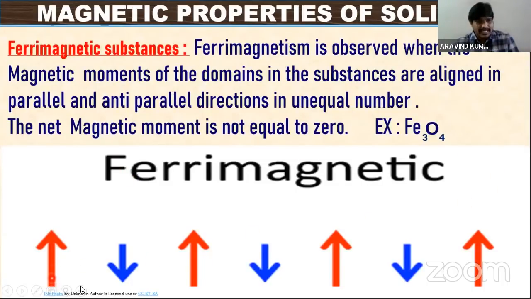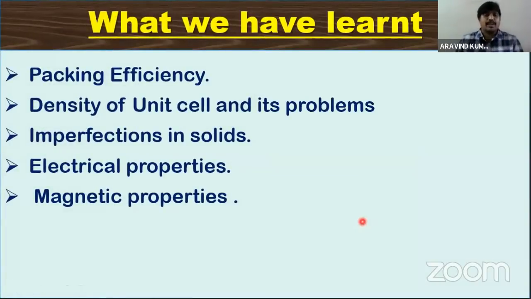You can see the red color one is in the clockwise domain and the blue color one is in the anti-clockwise domain, children. Now, let me explain what we have learned in today's session. Packing efficiency. Because of time, I have explained only the simple cubic one. We have even body centered and face centered. The packing efficiency of face centered is 74%, body centered cube is 68%, and simple cube is 52.4%.